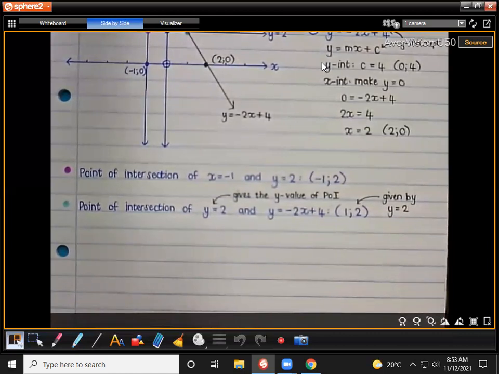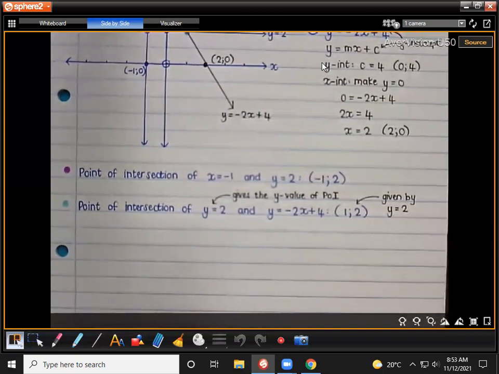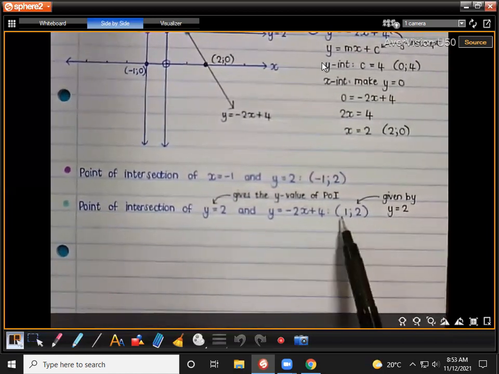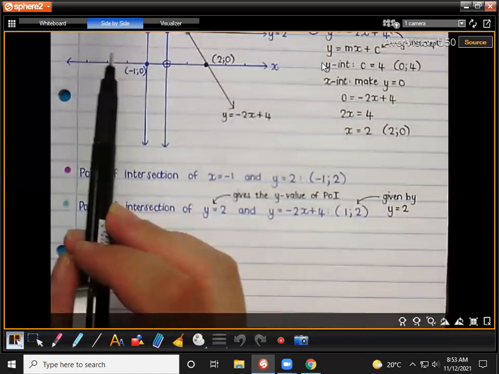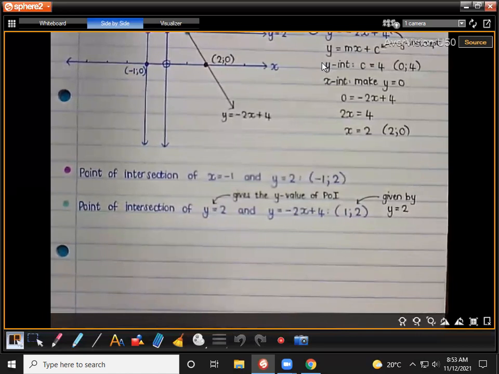Y equals 2. So the y value of that point is 2. How did we find the x value? What did we do to know that x is 1? We looked at the graphs, hey? What if the graphs aren't there? You need to have a way of finding it if the graphs aren't there.